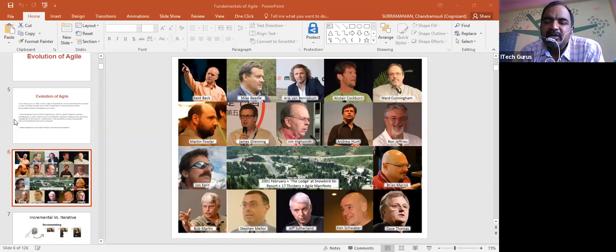Okay, team, any question on this, the evolution of Agile? So they did the brainstorming in February 2001, and the outcome is the Agile Manifesto.